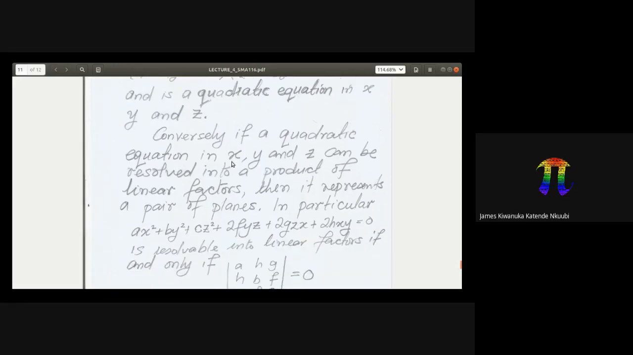So on the other hand, if the quadratic equation, someone needs to mute.